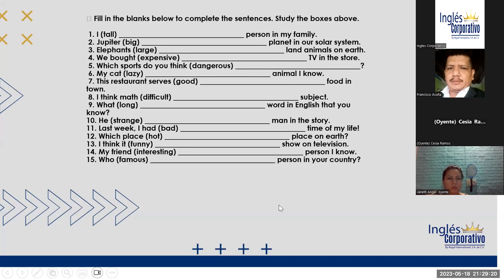Ahí está. Y empiezan con tall y pueden decir, ok, aquí es tall. ¿Cómo queda tall? ¿Cómo quedan I? Tall person in my family. ¿Cómo creen que queda esa? Si no me equivoco, the tallest. Que hay que poner la forma del verbo to be. Por ejemplo, para I, ¿cuál sería? Am, is o are? Am.